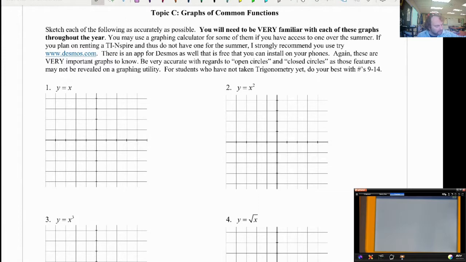AP Calculus students, Mr. Ford here with another tutorial of the summer packet that I've assigned. And today we're looking at topic C, graphs of common functions.